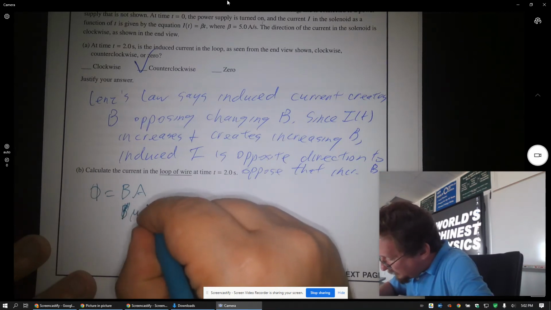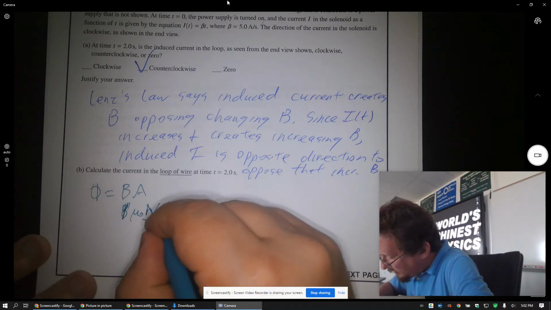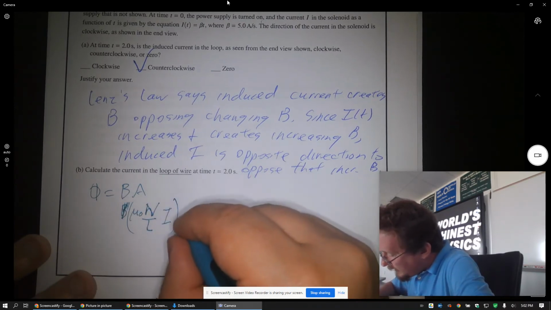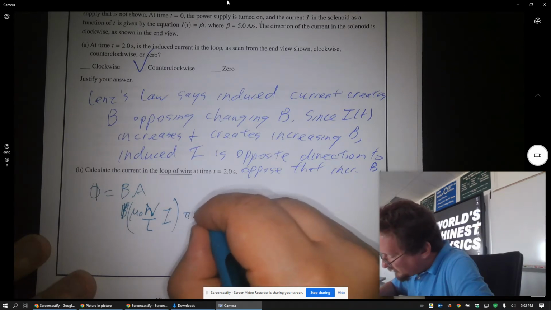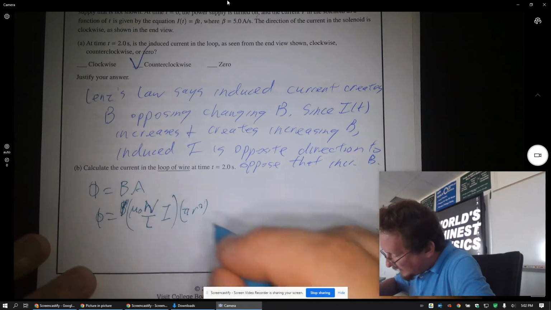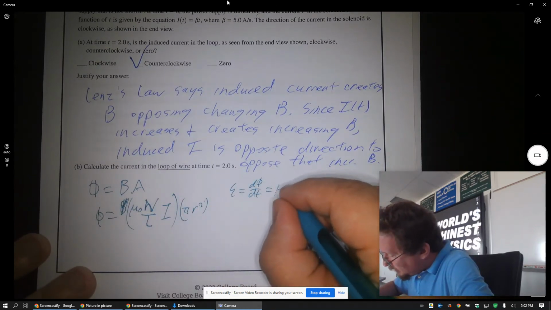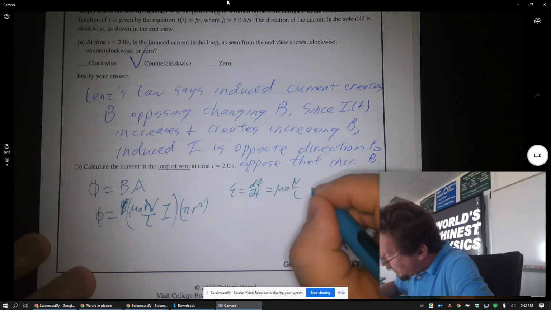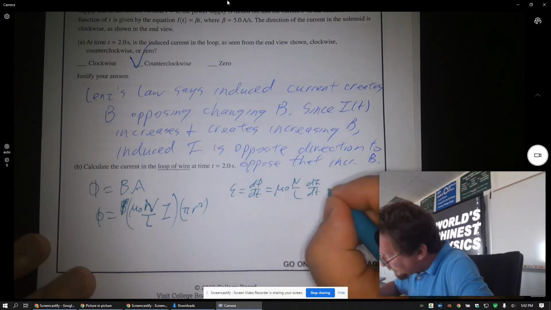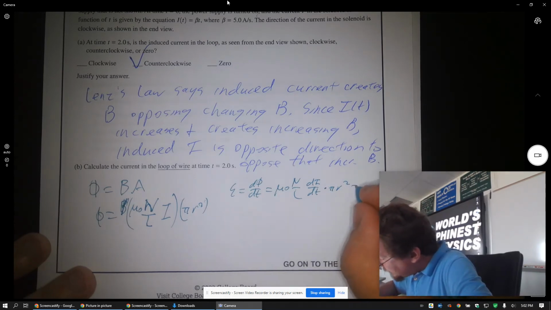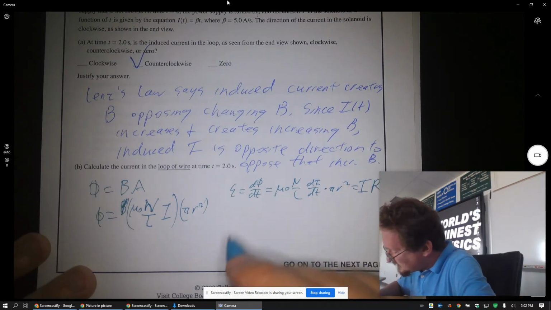How about I call that number of turns over length? B equals mu naught n over L times I. That's the magnetic field from a solenoid. The area then is going to be pi little r squared. That's the flux. The EMF is going to be d flux d time. So that's going to be mu naught n over L times dI dt, because the I is what's changing. None of this other stuff is changing with time. Okay, and then I'm going to set that equal to I times resistance.